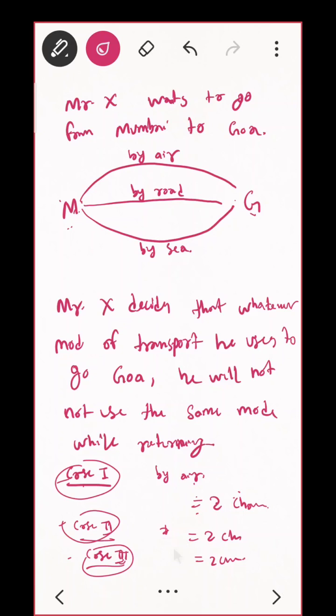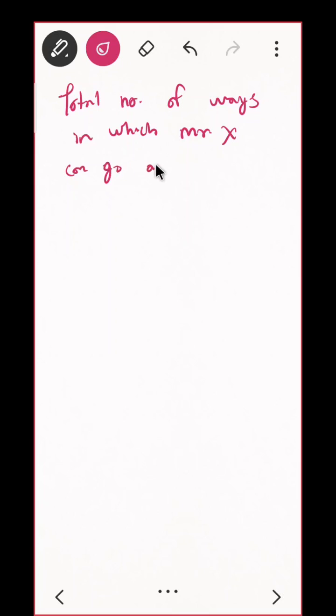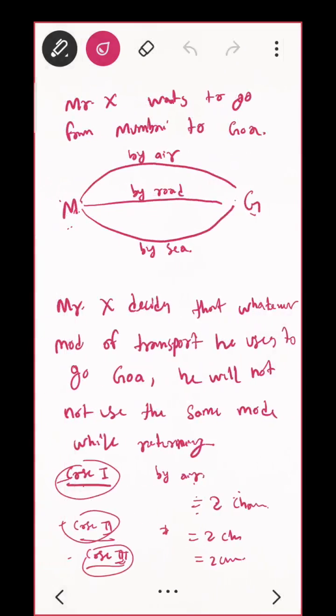So what do you think the total number of ways in which Mr. X can go and come back to Mumbai? Can you tell me what will be the total number of ways? Just see, in the first case there are two choices, in the second also. So what will be the total? Will it be only two ways? Okay. Shravani is sharing six ways. Anyone else? How many ways are there?